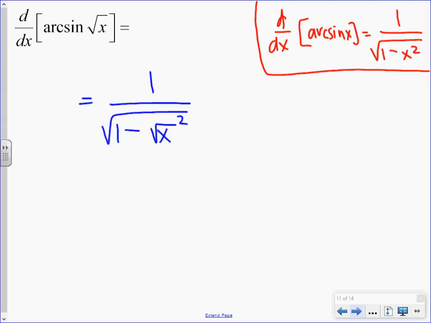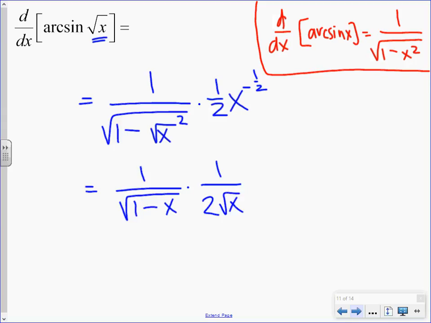What do we have to take the derivative of? Square root of x. We need to multiply by the chain rule. Square root of x is inside our function, so we have to multiply by its derivative. Remember, square root of x is like x to the 1/2. So we're going to use the power rule to take its derivative. So what we have is 1 over square root of 1 minus x times 1 over 2 radical x.